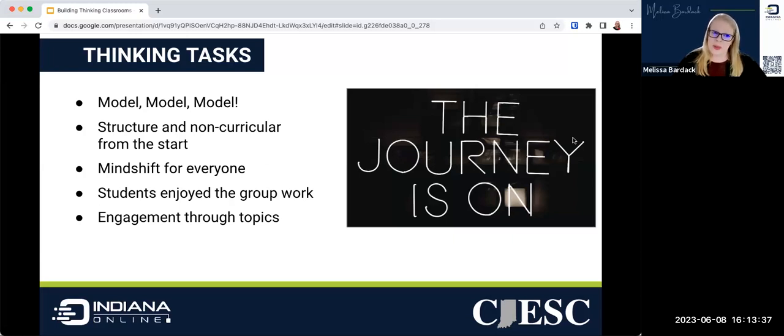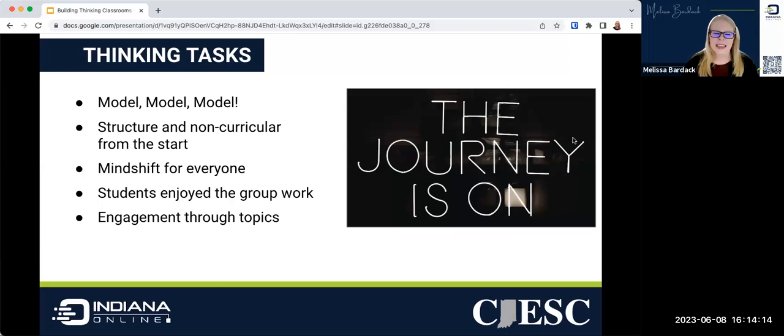What we also learned from this was that structure and having those non-curricular thinking tasks from the start is definitely the way to go. With a couple of our teachers that started straight in with these fantastic higher level thinking problems, they had to circle back and go to some of the non-curricular just to help with students' comfort level and ease and willingness to participate and understand the practice. So providing that structure for students of how we're going to complete a thinking task to be successful with the activity. It was a mind shift for everyone.